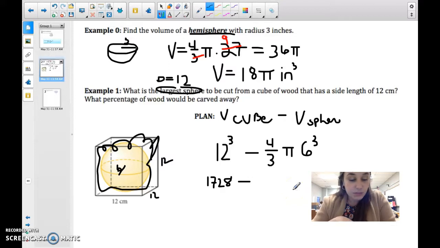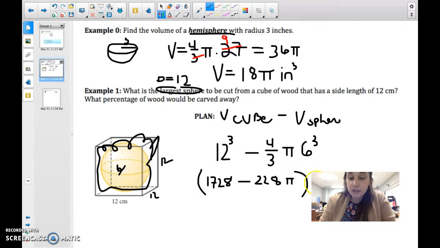4/3 pi, 6 cubed, so 6 cubed is 216, divided by 3, times 4. This is going to be 288 pi. And that's the best we can go. We can't combine those, they're not like terms. But then let's put a unit on here. This is volume, this is centimeters squared. I mean cubed, because it's volume. So now remember what this is. This is everything in that cube except for the sphere. That's what would be carved away if you're going to carve out this sphere from that shape.